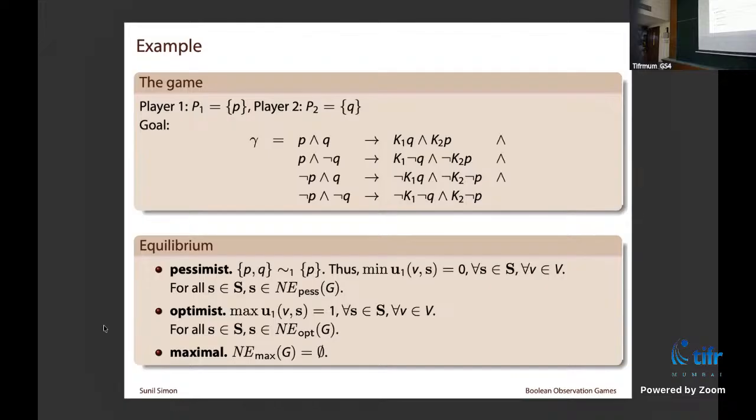It means that player 2 does not know P. Player 2 does not know. And so K1 of negation Q means player 1 knows that Q does not hold true. Correct. K1 not Q means player 1 knows the negation of Q. But Q does not belong to player 1, right? So player 1 doesn't have the knowledge of Q.